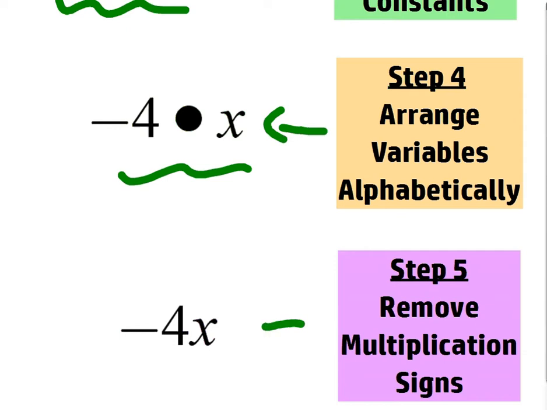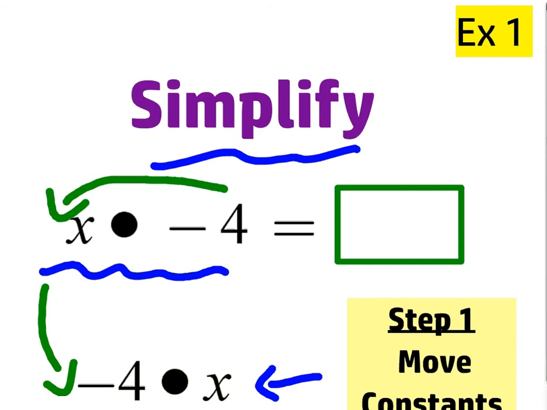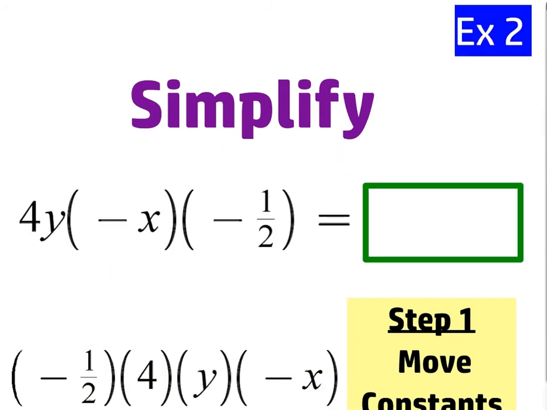And step 5, which does apply, is to remove the multiplication signs. Remember, when we have a constant and a variable next to each other, that just means multiply, and therefore that's our answer. And therefore the answer to our original question is negative 4x. So let's restate the problem together and read the answer. X times negative 4 is equal to negative 4x, following those 5 simple steps.